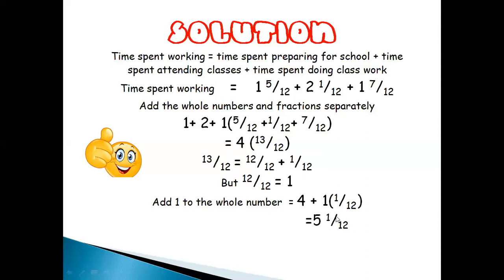Do you understand that? I have changed 12 over 12 to a whole number, so I'm going to add it to 4 to make it 5. And I'm left with 1 over 12 as the fraction, and then I'll write it beside the whole number. You see this? So this is the time he spent working. We're not through with our question yet.